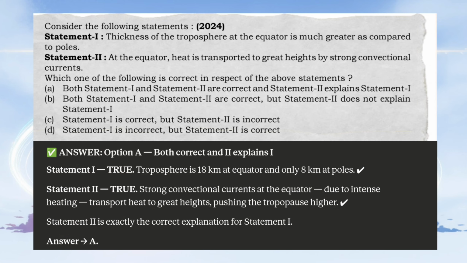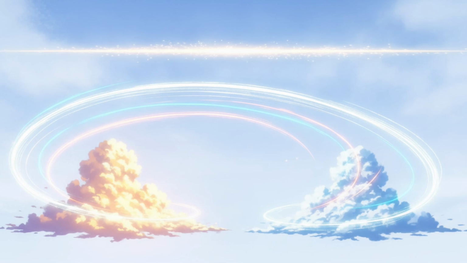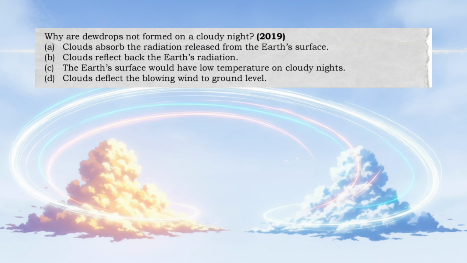Answer, option A, both correct and 2 explains 1. Statement 1 true. Troposphere is 18 kilometers at equator and only 8 kilometers at poles. Statement 2 true. Strong convectional currents at the equator, due to intense heating, transport heat to great heights, pushing the tropopause higher. Statement 2 is exactly the correct explanation for statement 1. Answer A.